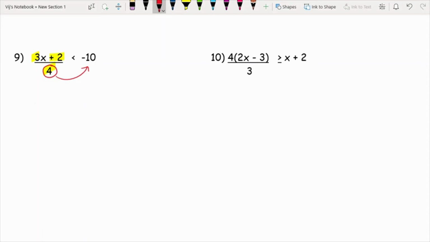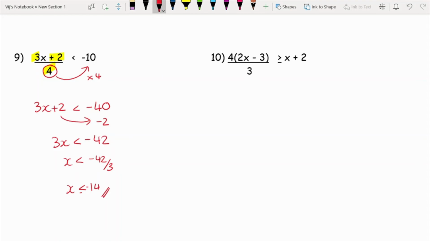So here what we end up with is 3x plus 2. And to get rid of that 4, it turns into a times by 4. So then minus 10 times 4 is minus 40. Then I'm going to get rid of the 2 by taking away 2. So I've got 3x is less than minus 42. And then x is less than minus 42 over 3, which is going to be the 14. So it's going to be minus 14, and there is your final answer.